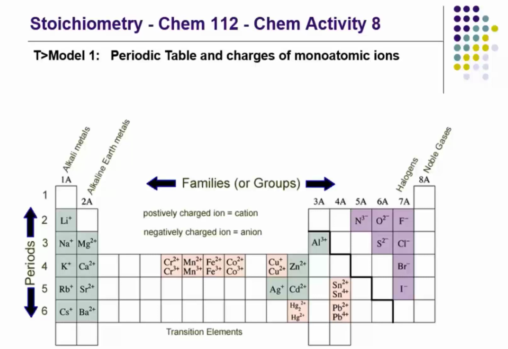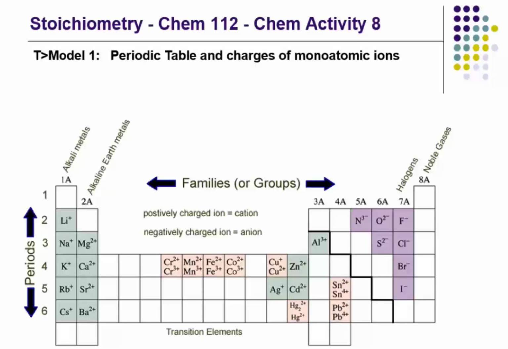1A and 2A are the alkali metals and the alkaline earth metals, respectively. And yes, you need to know those names. 7A are the halogens and 8A are the noble gases. You don't need to know the names for 3A through to 6A. We'll just refer to them by their number.